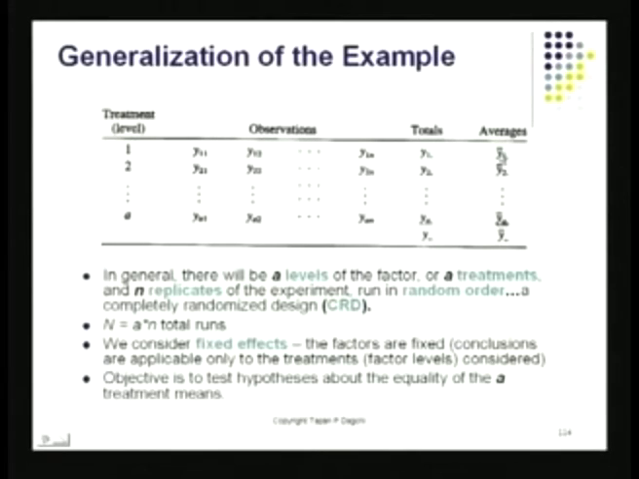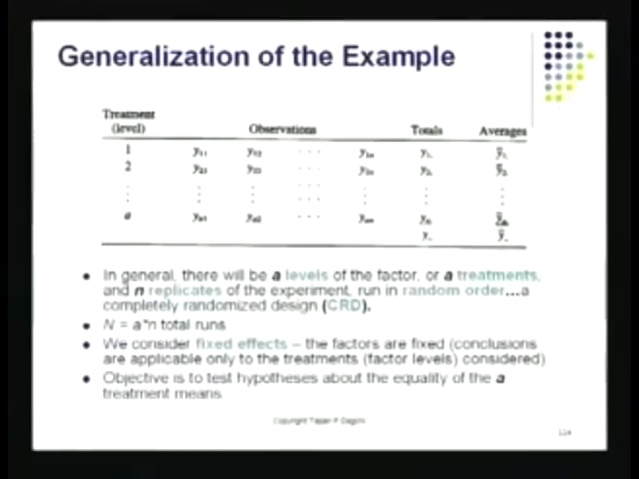The averages turn out to be y1 bar here, y2 bar here, y3 bar, and so on. I've got ya dot bar there. The overall average is going to be y bar double dot. That's going to be the average of everything. How many data points do I have? I have a this way and I have n this way. So a times n is the total number of data points I have. In fact, that is the total number of runs I made when I conducted this experiment.